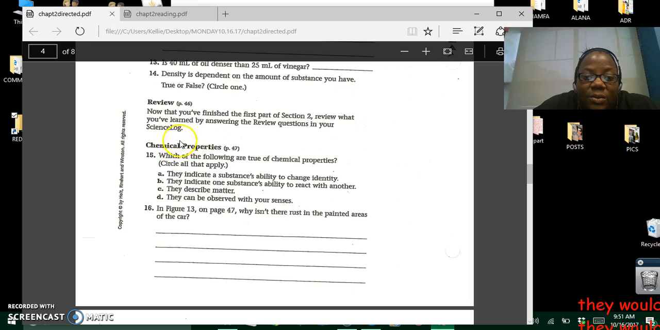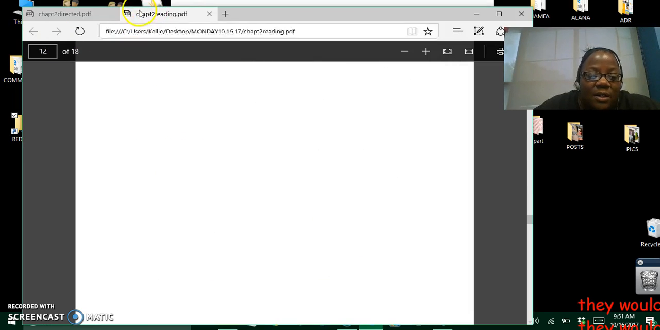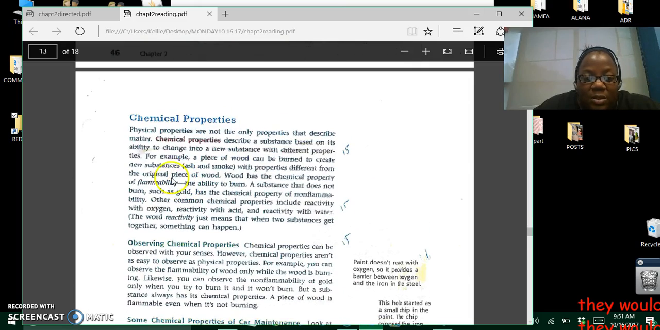There's a review. We'll go to chemical properties. So now we're going to find an answer to number 15, which should start here, chemical properties. And as you can see, all of this will help you answer number 15. Chemical properties. Physical properties are not the only properties that describe matter. Chemical properties describe a substance based on its ability to change into a new substance with different properties.